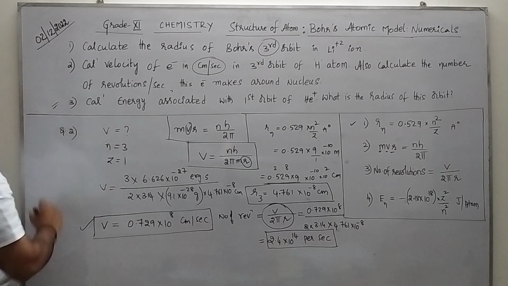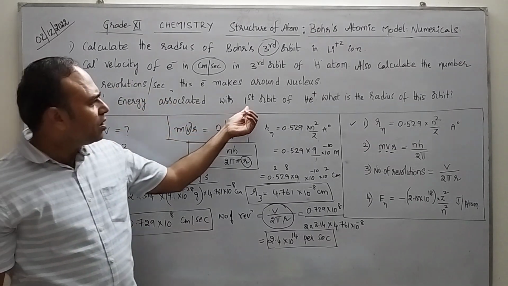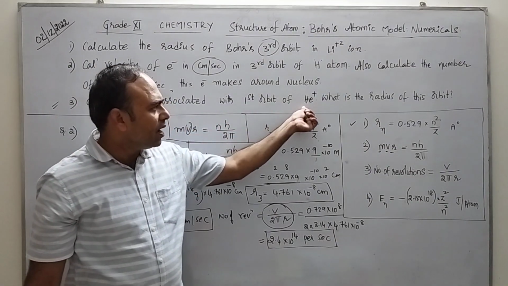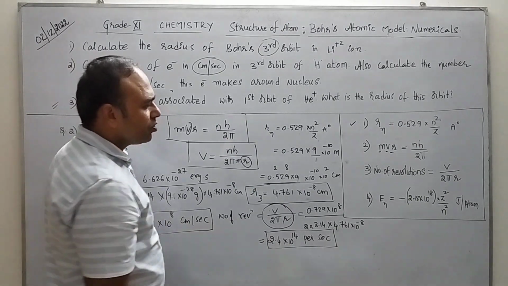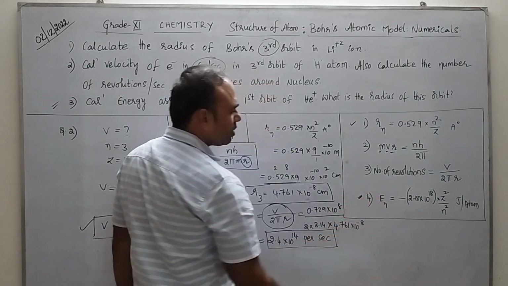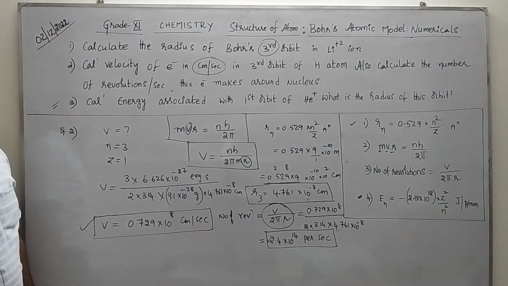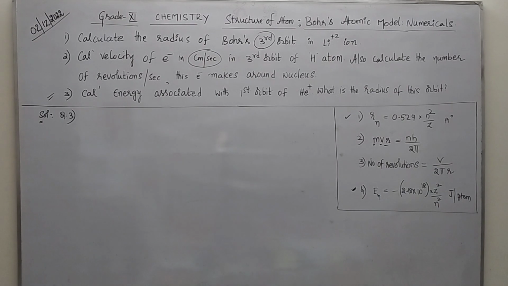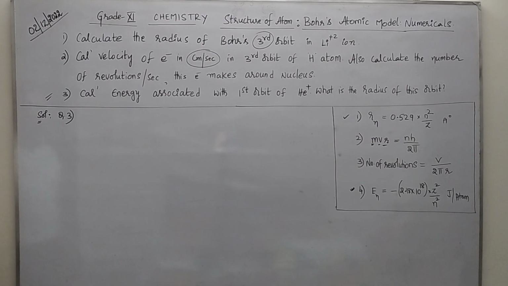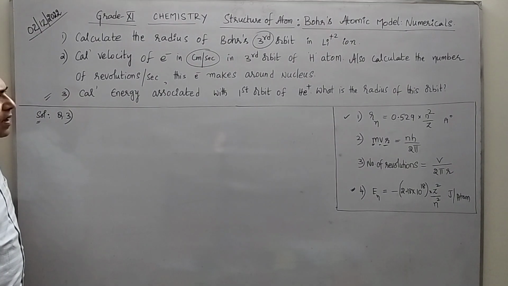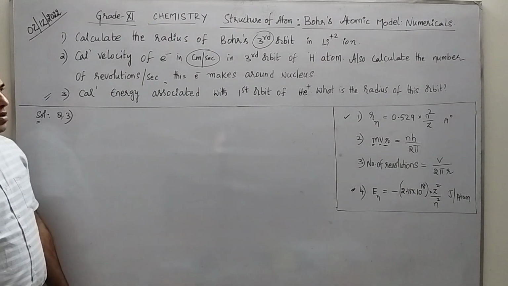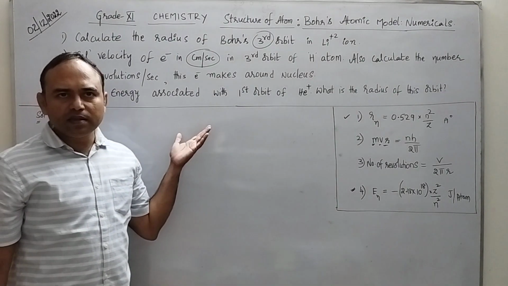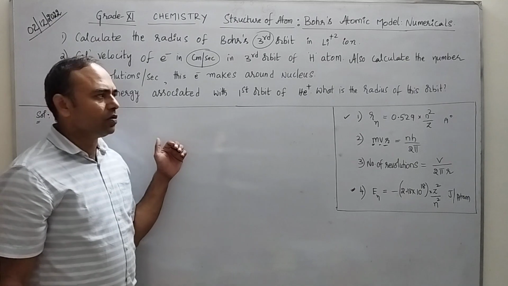Third one, calculate the energy associated with the first orbit of He plus, and you also have to calculate the radius. So use this formula and try to do that in less than 1 minute. Fine, hope you have completed this. My target is to give you more and more questions. So we will also solve ISC questions and then JEE and NEET questions also.